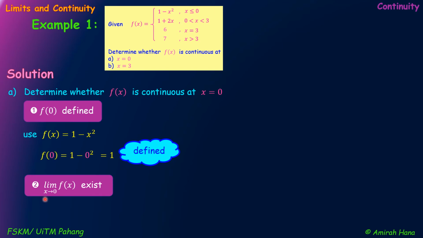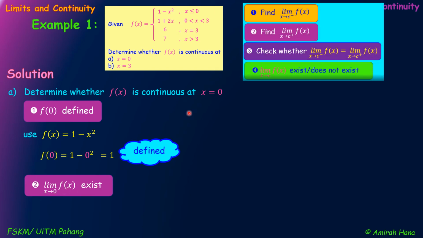To determine whether the limit as x approaches 0 of f(x) exists or does not exist, we have 4 steps. The first step, we need to find the limit as x approaches c from the left of f(x). The second step, find the limit as x approaches c from the right of f(x). And then step 3, check whether the limit as x approaches c from the left of f(x) equals the limit as x approaches c from the right of f(x). And then the final step, we can conclude that the limit as x approaches c of f(x) exists or does not exist.